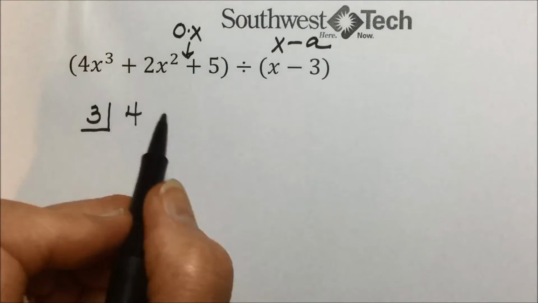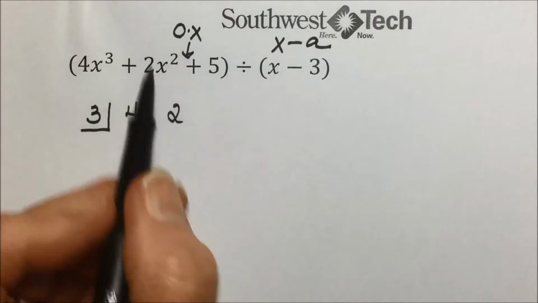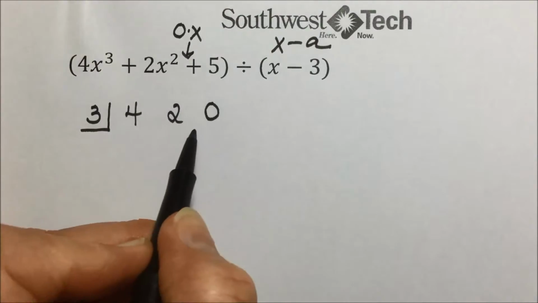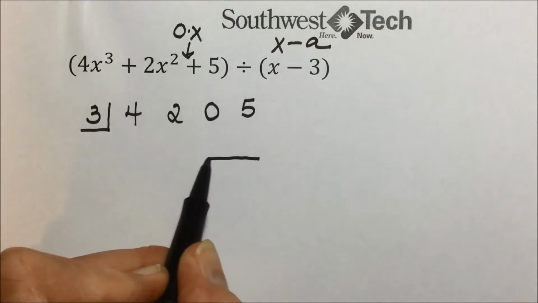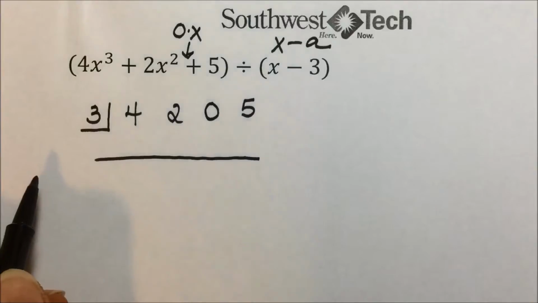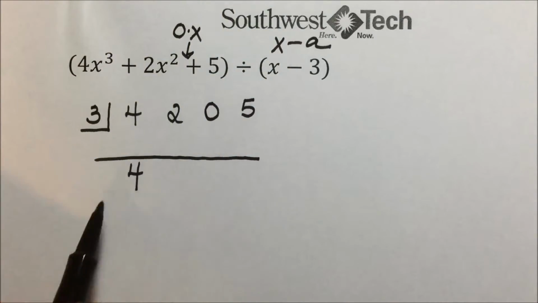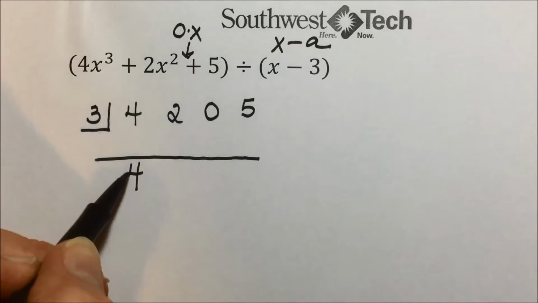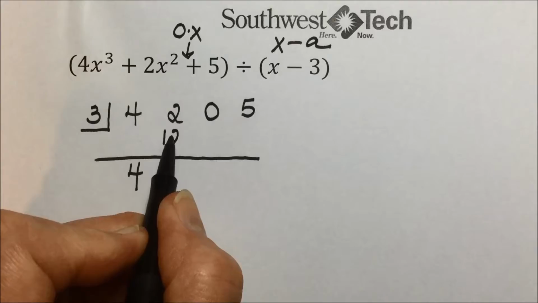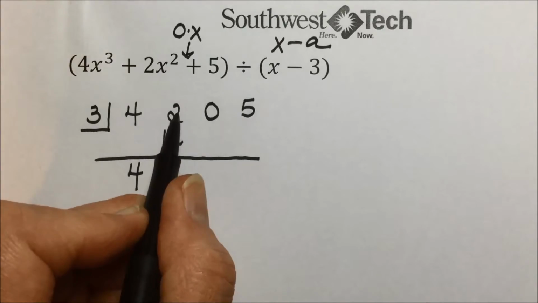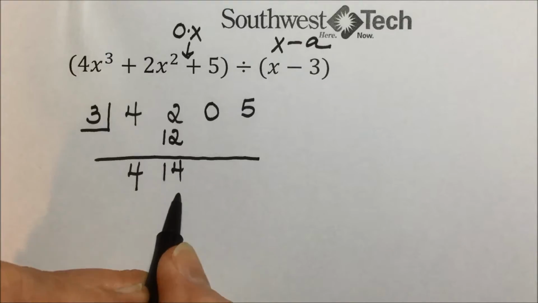So we have a 4, we have a 2, and as I already pointed out, we're missing our x to the first power, so we'll put a 0 for our linear term, and then we have our constant term. For synthetic division, we then bring down our leading coefficient. We multiply it by a, 4 times 3 is 12, and we place it underneath the next coefficient. We then add those two numbers together. 12 and 2 make 14.